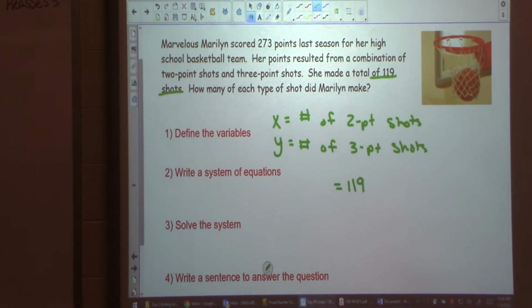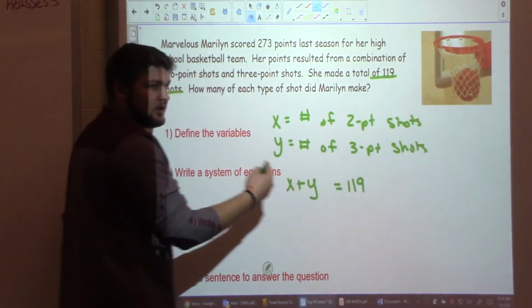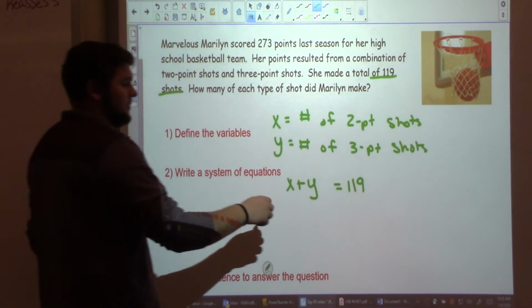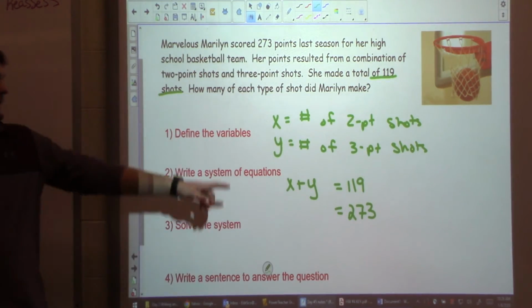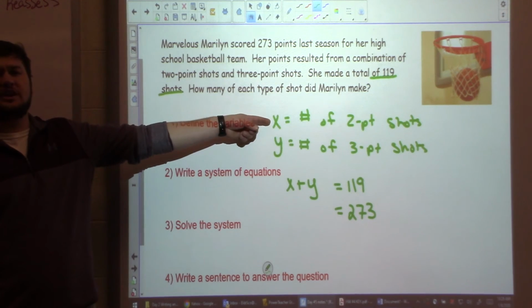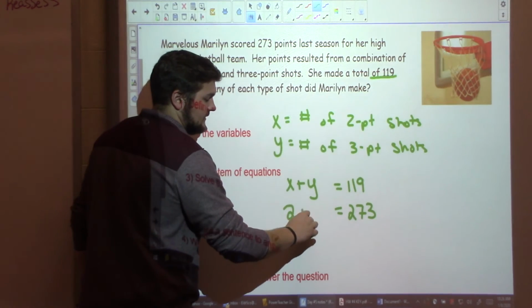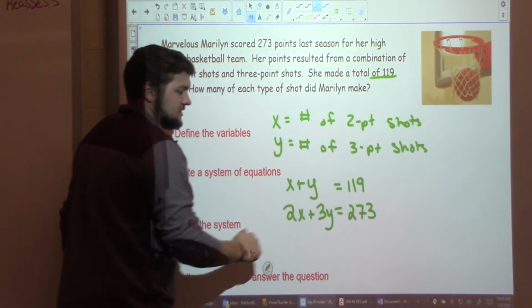Well, what equals 119? X plus Y, right? The number of 2-point shots plus the number of 3-point shots is equal to the total number of shots. Okay, well what about the points? She made 273 points. Well, for X, how many points does she get if she makes a shot for X? 2. So 2X plus 3Y, because she gets 3 points for every 3-point shot.